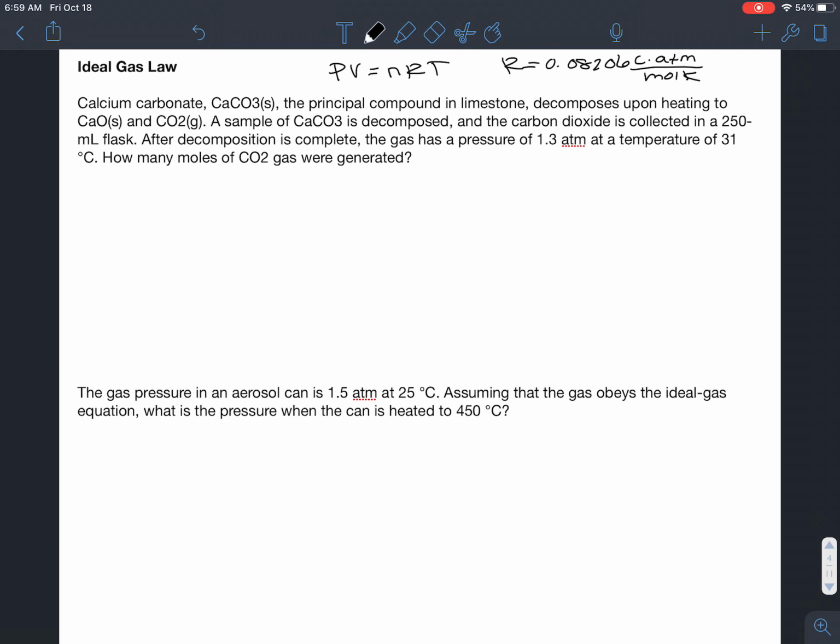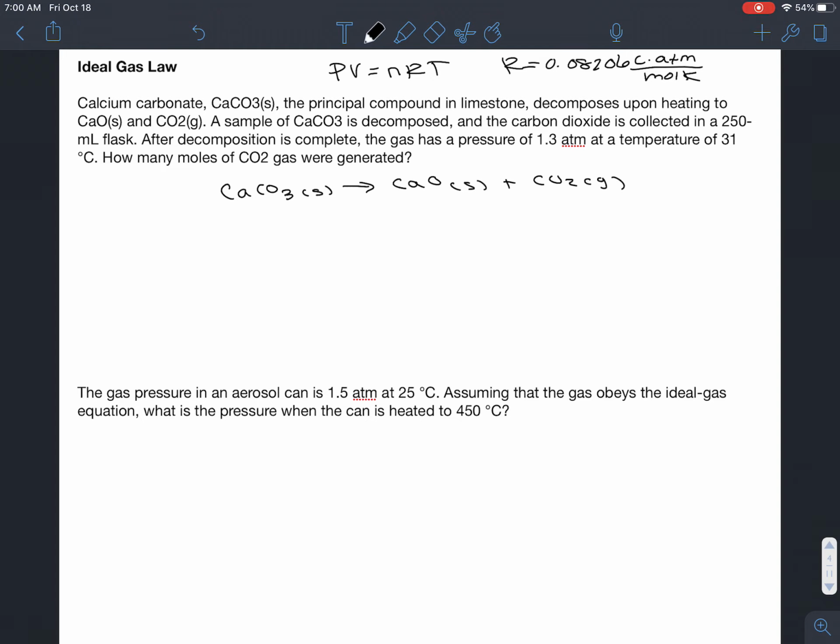Calcium carbonate, the principal compound in limestone, decomposes upon heating to calcium oxide and carbon dioxide. So I'm going to stop there and just write my reaction, and then look if I need to balance. Calcium, calcium, 1 carbon, 3 oxygen. Nope, so then keep reading.